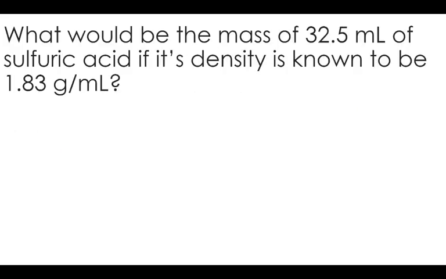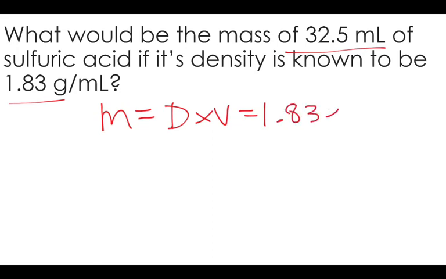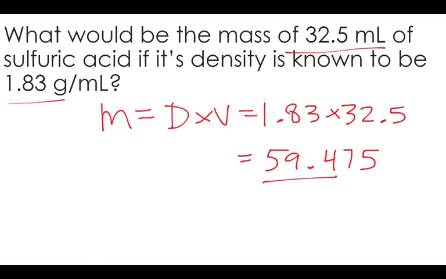So here, we're solving for mass, and so here, we're probably going to want to do our mass equals our density times volume. And our volume is 32.5, our density is 1.83. So 1.83 times 32.5 is equal to 59.475. 3 sig figs is what we want to keep, so that's going to round to 59.5 grams.